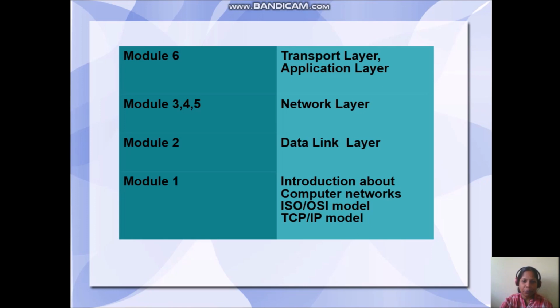So before going to module 6, let's see what we learned in other modules. In module 1, we discussed the basics of computer networks, then the ISO OSI reference model and the TCP/IP reference model. Then module 2, just very lengthy, we learned about the data link layer. And in modules 3, 4 and 5, we discussed the network layer, routing, congestion and the protocols. Then the 6th module, the last module, we are learning about the transport layer and application layer.